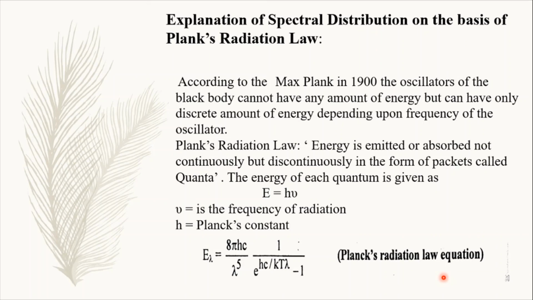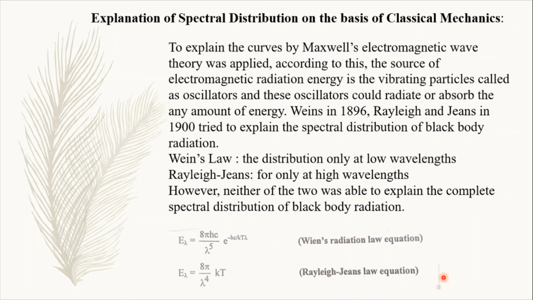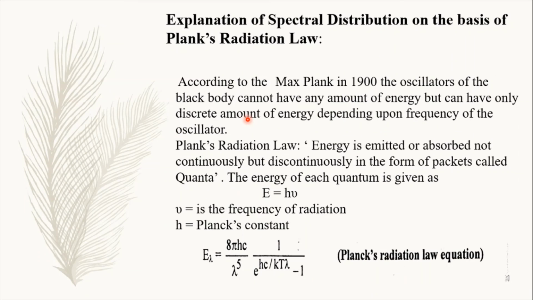Next we are going to see the explanation of spectral distribution on the basis of Planck's radiation law. To explain the spectral distribution of black body radiation, Max Planck in 1900 proposed the assumption that the oscillator of a black body cannot have any amount of energy but can have only discrete amounts of energy depending upon the frequency of the oscillator. In classical mechanics, the oscillator could radiate or absorb any amount of energy, so there was a correction that it cannot emit or absorb any amount but only discrete amounts.